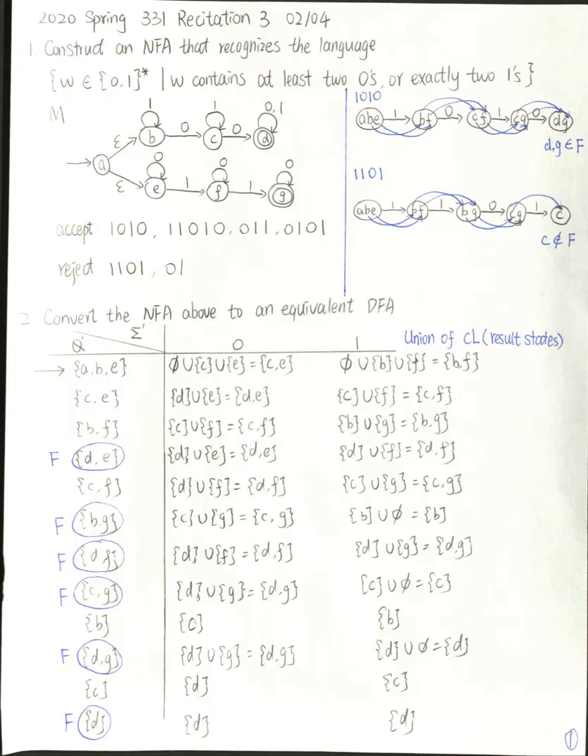Now the second symbol, we read another 1. So from B, we reach B, and from F, we reach G. And we take the closure of B and G, which is B and G. Now the third symbol, 0. After reading this 0, we can reach C and G. C can be reached from B, and G can be reached from G.